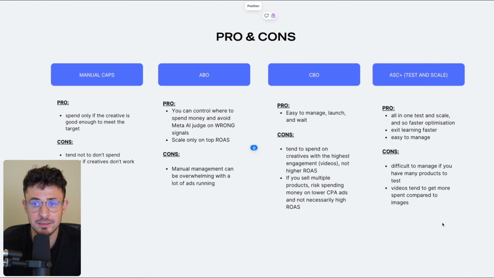Then you have the Advantage Shopping Plus Test and Scale, which is a new approach that we have tested recently. I've also made a video on my YouTube channel where I explain how it works and how you should structure it and all the reasoning behind it.